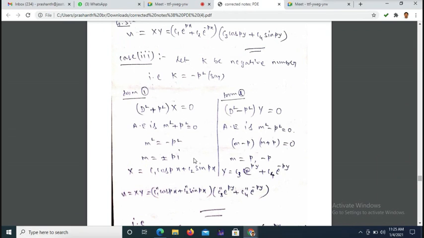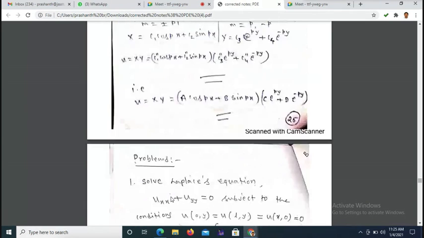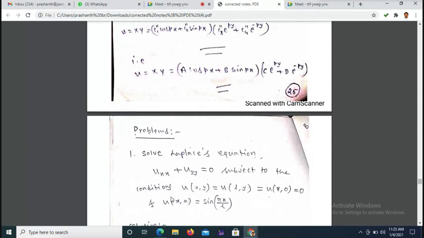Here the roots are real and distinct, so C3 double dash e power py plus C4 double dash e power minus py. So this is a function of x and y, u is equal to X times Y. You will get this. So these are the solutions we have.